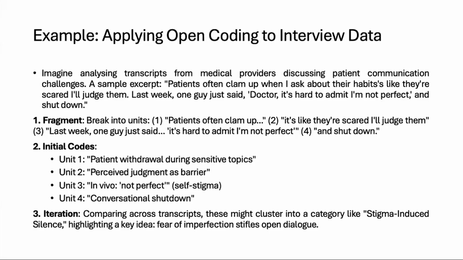And number two, perceived judgment as a barrier. Number three, in vivo, not perfect, self-stigma. And number four, conversational shutdown. And from there, now you start moving into the iteration phase.